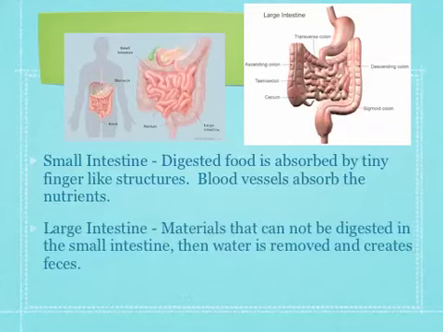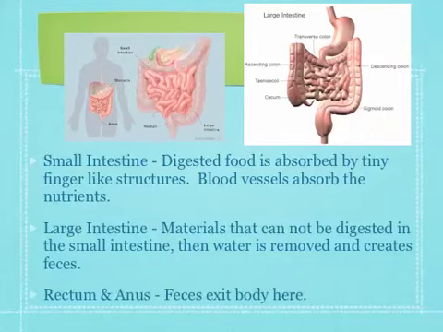But you also have a large intestine. Your large intestine is large in diameter, so it's not the longest. Your small intestines are actually the longest. But your large intestine is very wide. And your large intestine takes materials that can't be digested, it removes water, and it creates feces. So the biggest role of the large intestines is to remove water.